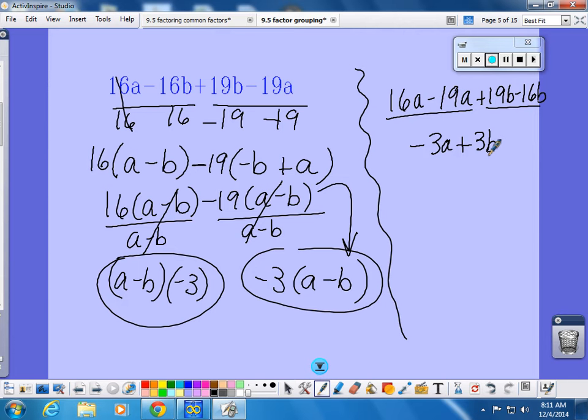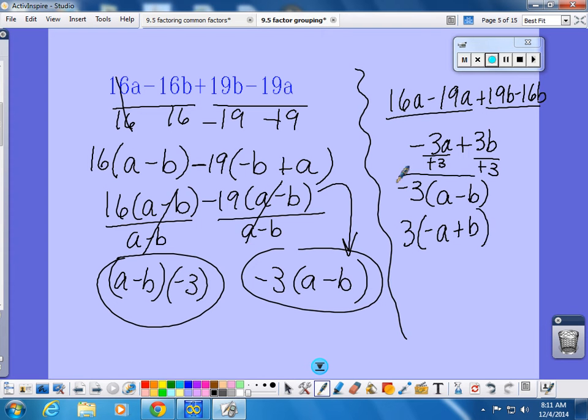What's common to both of those? 3. Well, what about the negative? It's really weird to see a problem with a leading coefficient. What's the leading coefficient? The one that comes first, right? So it's really weird to see a problem with a negative out front. So a lot of times a book will give the answer like this. They'll factor out a negative 3, and that'll leave you with A minus B. But if you factored out a positive 3, you'd have negative A plus B.